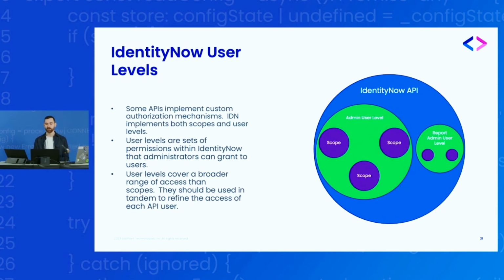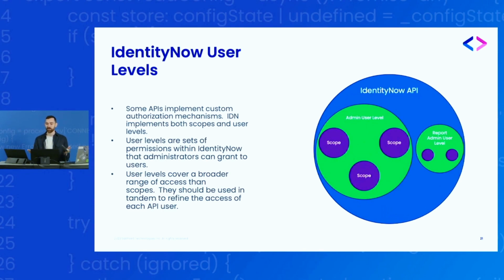So we look at the admin user level. Let's say you have a user in IdentityNow who's an admin. Because they have that admin user level, they have access to every API in IdentityNow. Now that may not be desirable when they're developing an application, so they can use scopes to start at a very, very granular level and minimize the amount of access that token has.